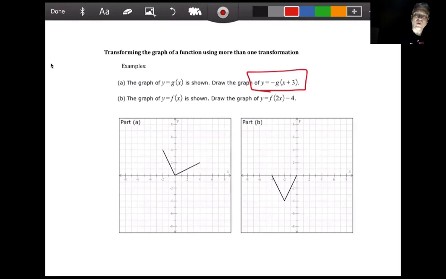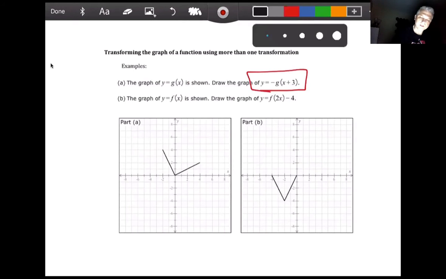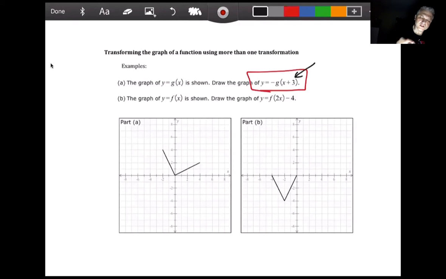Okay, so what's going on with this? There's a couple of things that are different between this and that. One is there's a plus 3, and one is there's a negative outside. So we've got two different transformations. We just have to make sure that we do the right one first. According to PEMDAS, the parentheses, the grouping symbols, come first. So we're going to move everything plus 3 inside, so we're going to go left 3 units.